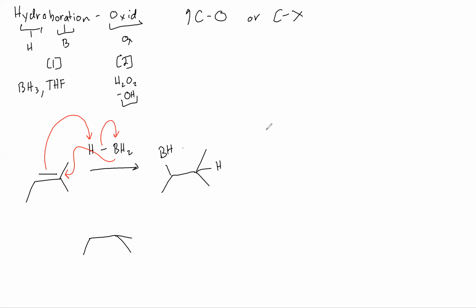So let's draw this actually happening in this transition state. This double bond is in the process of breaking. This bond here with hydrogen is in the process of being formed. This bond with boron and hydrogen is in the process of being broken. And the boron carbon bond is in the process of being made.